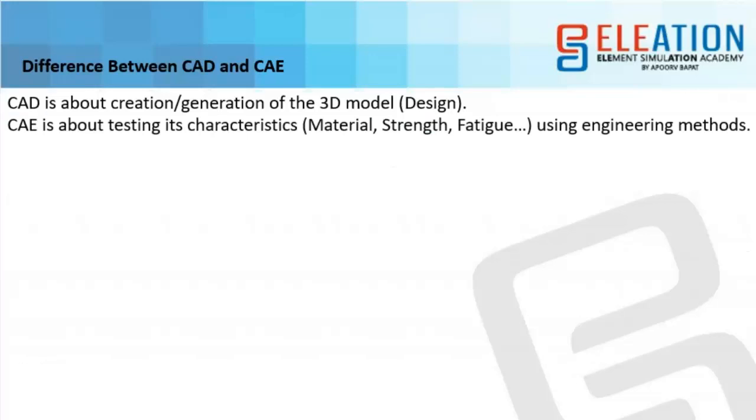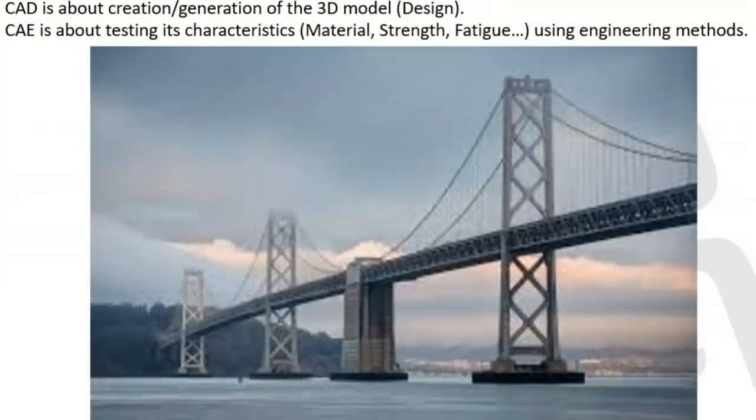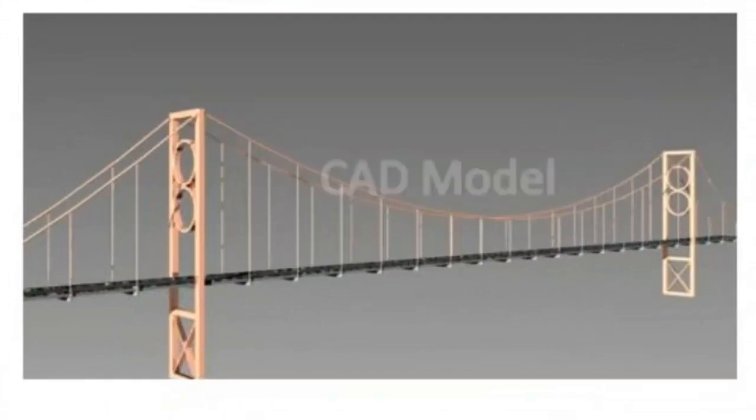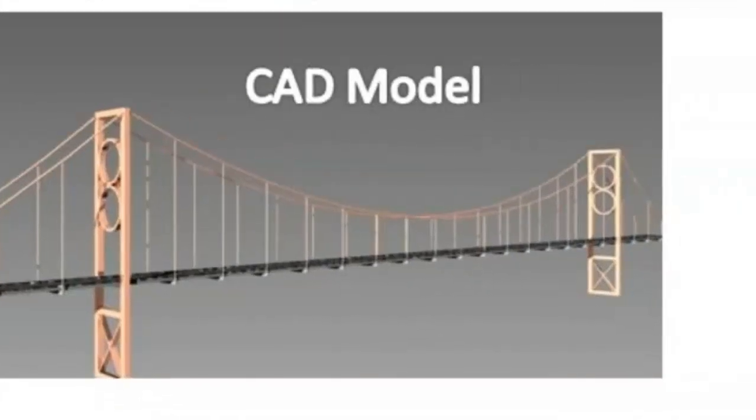So now let's understand the difference between CAD and CAE. CAD is about creation or generation of a 3D model, whereas CAE is about testing its characteristics using engineering methods. Let's take a basic example of a bridge. So this is the actual bridge, the practical physical component. So representation of the physical component in a virtual domain is called CAD model.